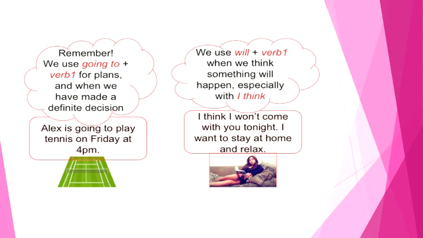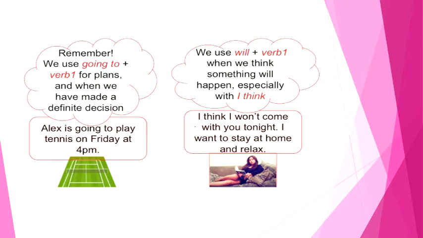Okay, so remember, we use going to plus verb 1 for plans, which we have fixed planning. Like Alex is going to play tennis on Friday at 4 p.m. And we use will and verb 1 when we think that something will happen. Okay, I think I won't come with you tonight. I want to stay at home and relax. So this is our usage of simple future tense using both the helping verbs, going to as well as will.